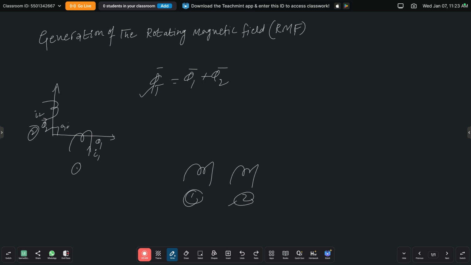Generally, we are not using two-phase systems. All are single-phase or three-phase systems. So we are discussing the three-phase system, and how the rotating magnetic field is produced in it.